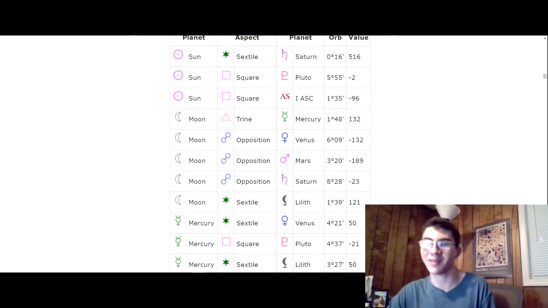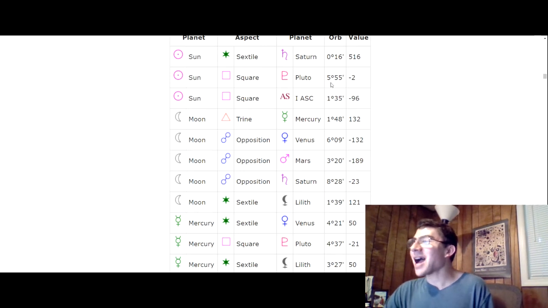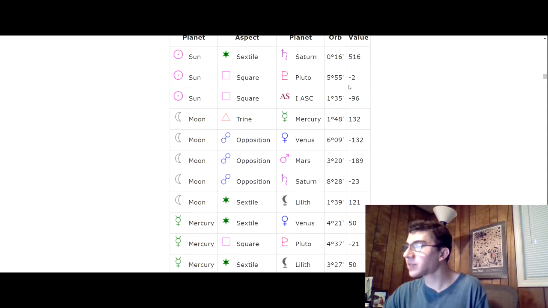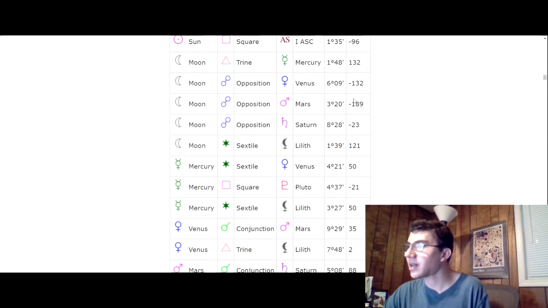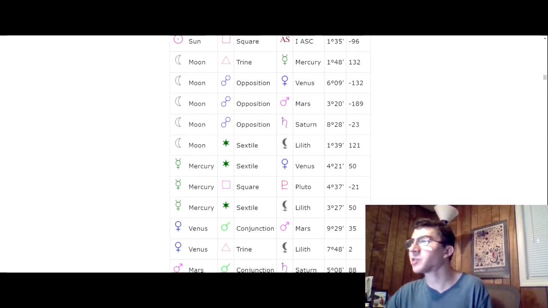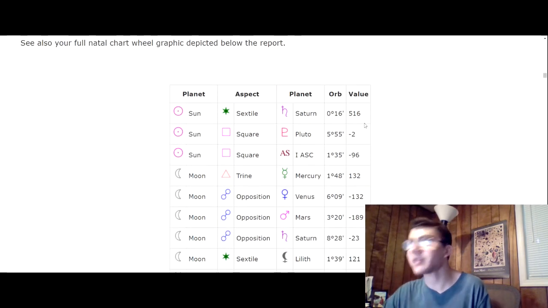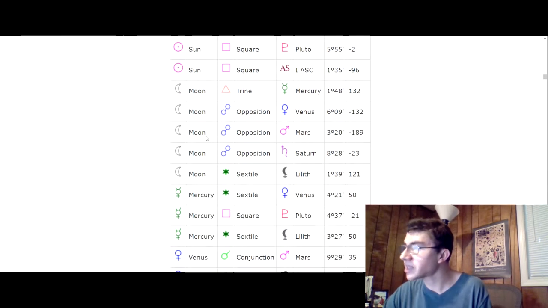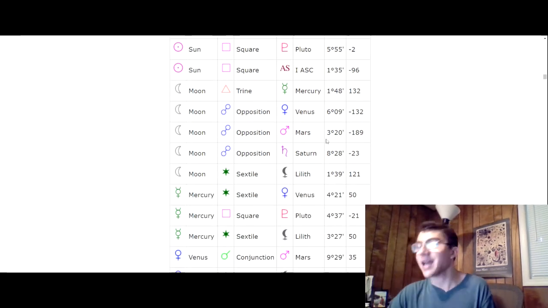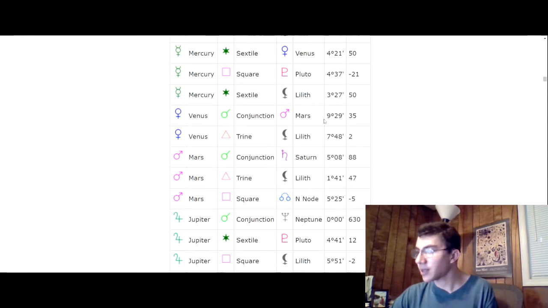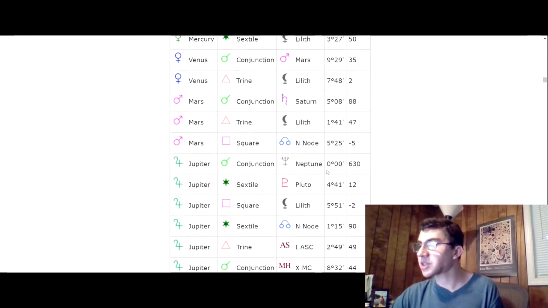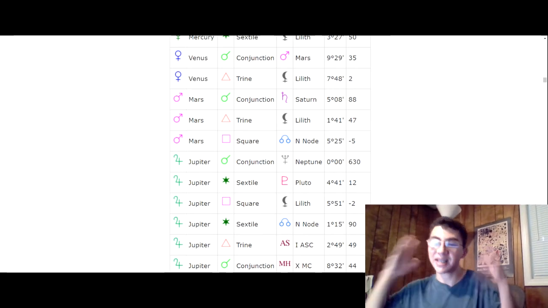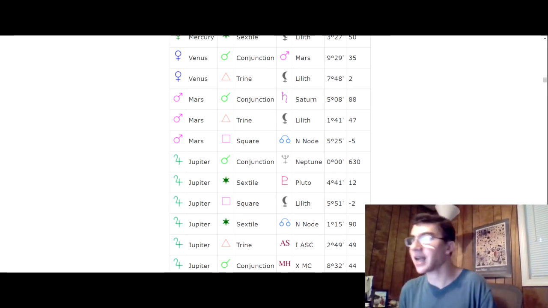So we have, for example, Sun square Pluto at 5 degrees and 55 minutes here. And again, let's just look at the degree. I'm not concerned about the minute. I'm just looking at the degree. So, Sun square Pluto, 5 degrees. Let's say the Moon opposite Mars at 3 degrees. That kind of thing. But Jupiter was conjunct Neptune, 0 degrees and 0 minutes. The exact day, that's the exact conjunction.